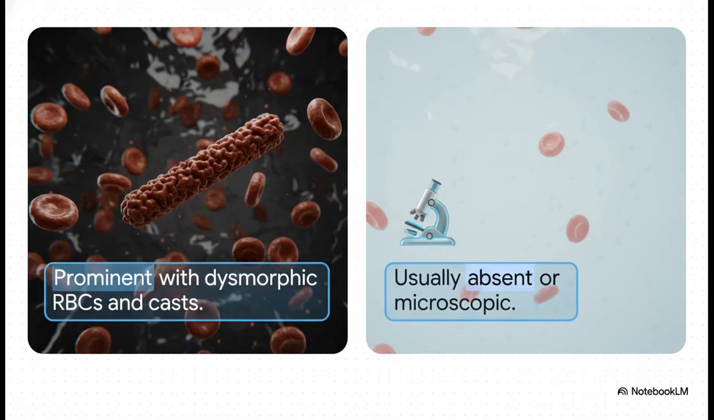Now, what about blood? Well, hematuria is super prominent in nephritic syndrome. And we're not just talking about normal red blood cells, they're dysmorphic. Think about it. Because they had to physically squeeze through those violently inflamed, damaged capillary walls, they get all deformed and mashed up. You'll also see RBC casts.